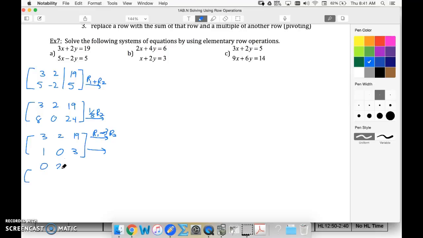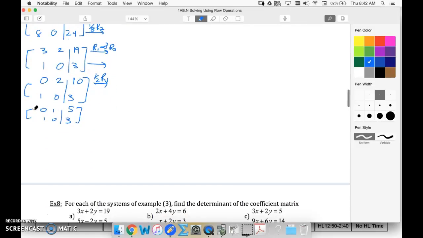So 0, 2, 19 minus 9 is going to give me 10. 1, 0, 3. And I've got my augmented matrix still, so I should be drawing my line. And now I'm going to take 1/2 of row 1, and I'm going to end up with 0, 1, 5, 1, 0, 3. I can swap if I want it to be in my identity order: 1, 0, 3, 0, 1, 5.